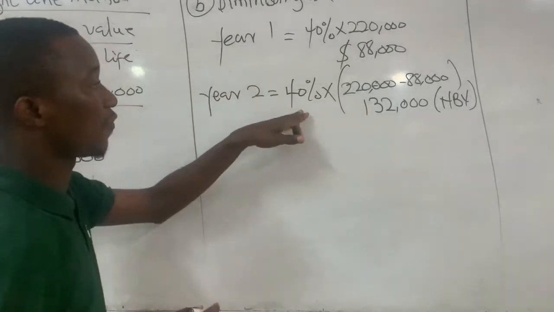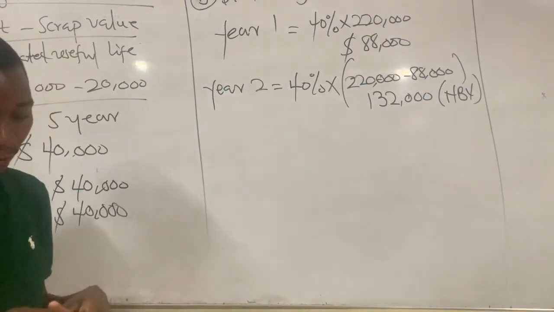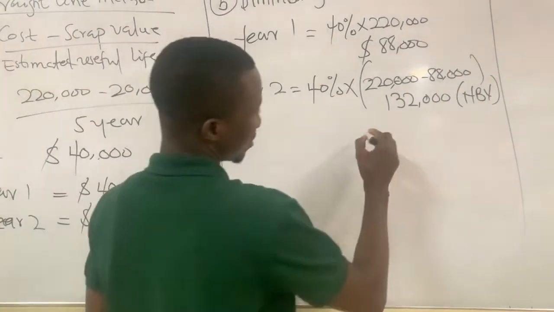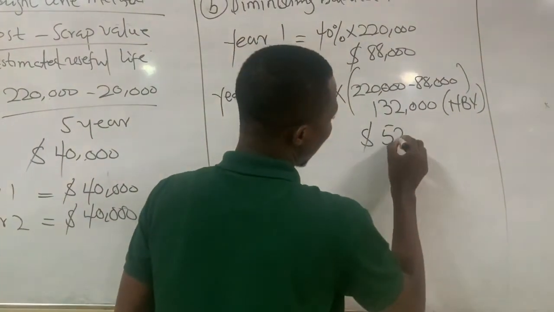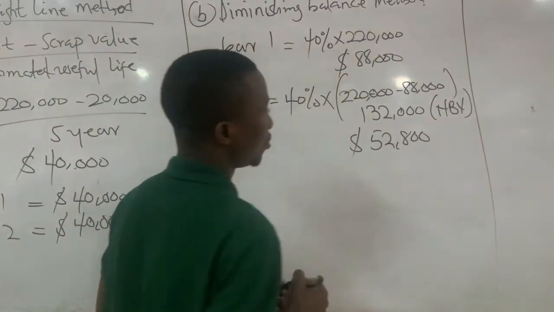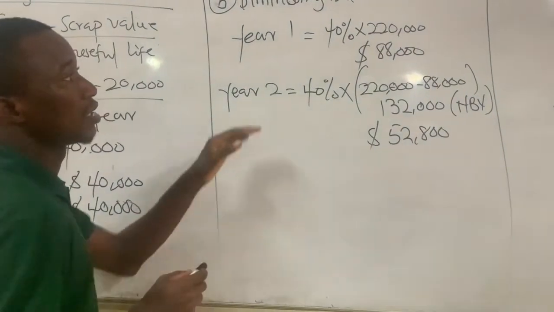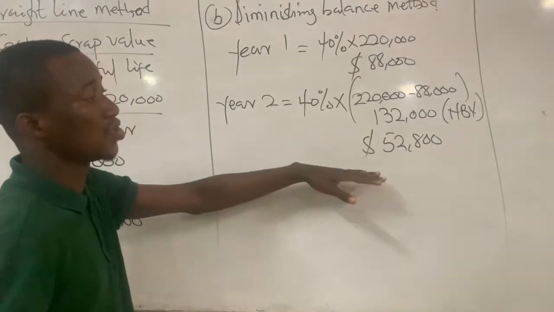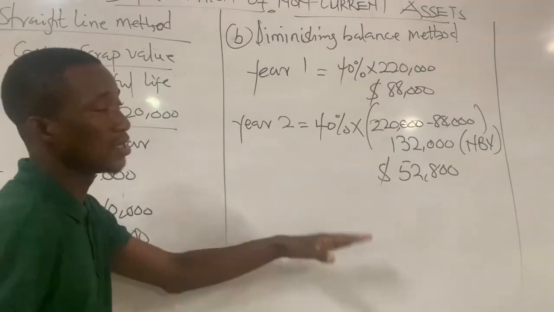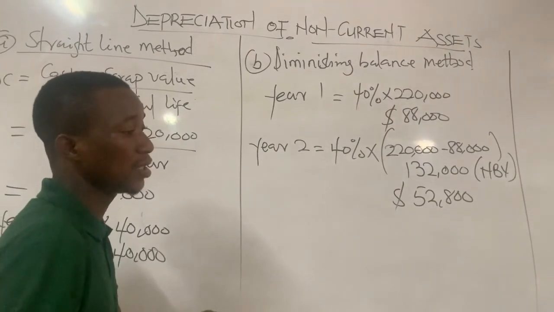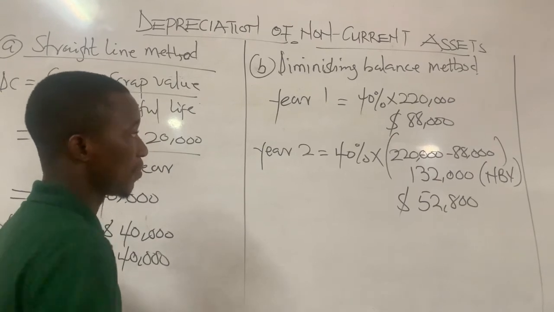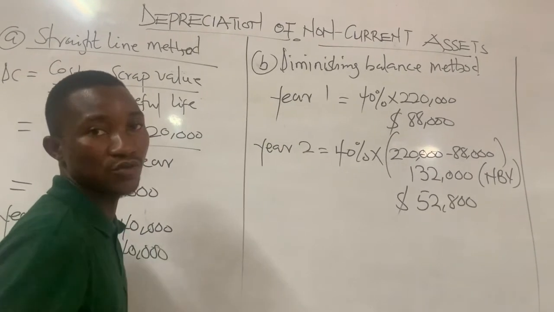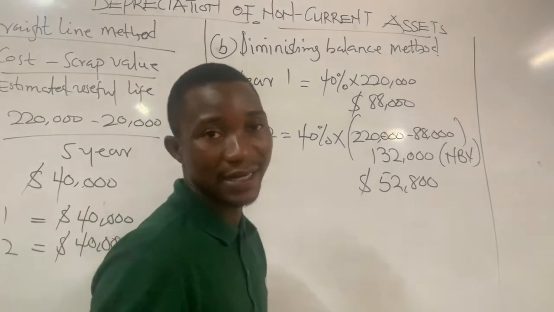Now we calculate the 40% on the net book value. Is that okay? And that is going to give us $52,800. So you can see that the annual depreciation keeps decreasing. So we can keep on doing this till the asset value is actually diminished. But then we are required to calculate for only 2 years. So let's also consider the C part.